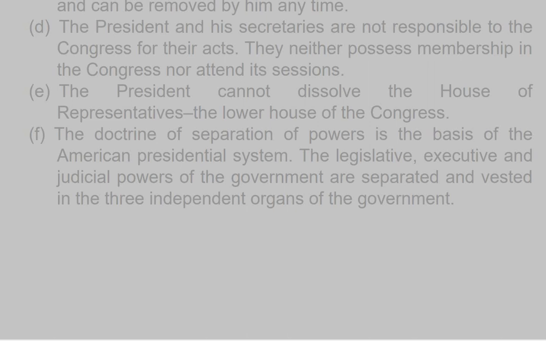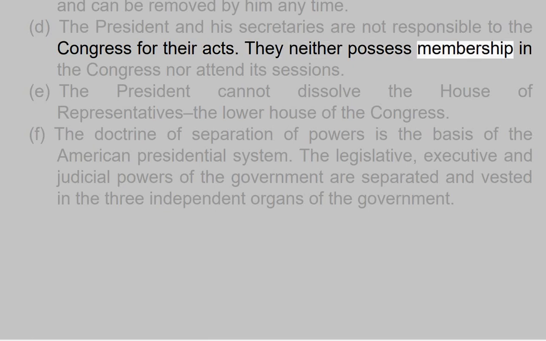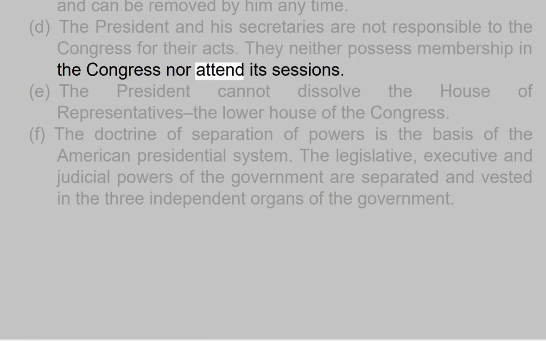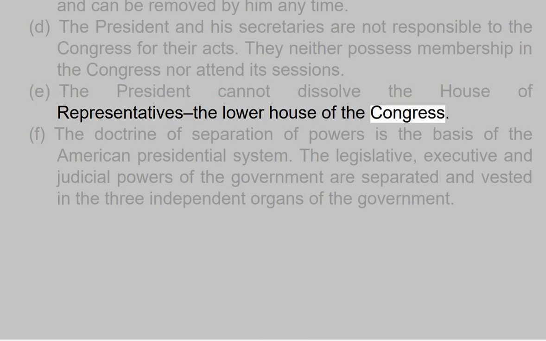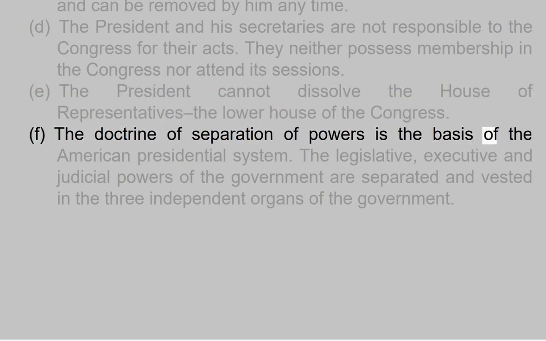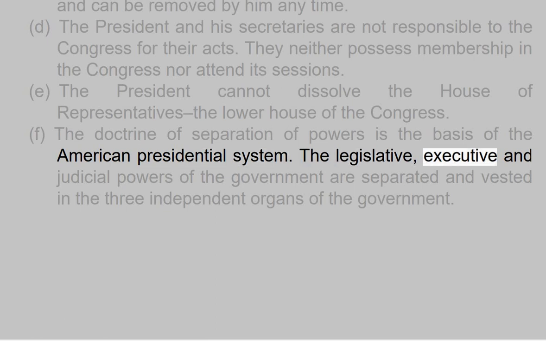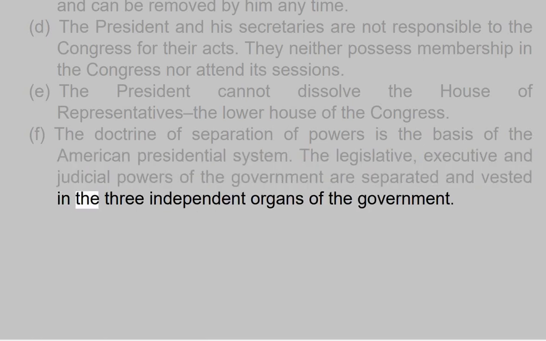D. The President and his secretaries are not responsible to the Congress for their acts. They neither possess membership in the Congress nor attend its sessions. E. The President cannot dissolve the House of Representatives, the lower house of the Congress. F. The doctrine of separation of powers is the basis of the American presidential system. The legislative, executive, and judicial powers of the government are separated and vested in the 3 independent organs of the government.